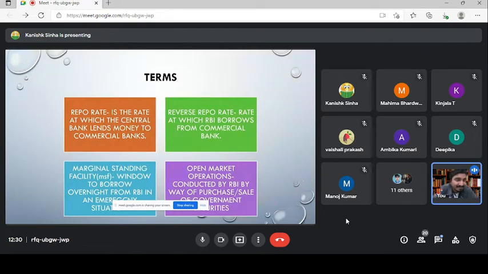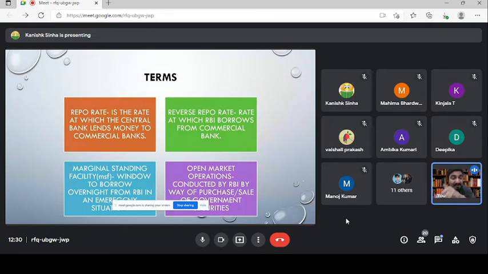Okay, the commercial banks are the small banks that are located in your locality. You remember what all banks are in your district, in your state. So to those banks, the central bank, that is the RBI, lends money, and the rate at which the money is lent to these banks is the repo rate. The opposite of the same is the reverse repo rate.